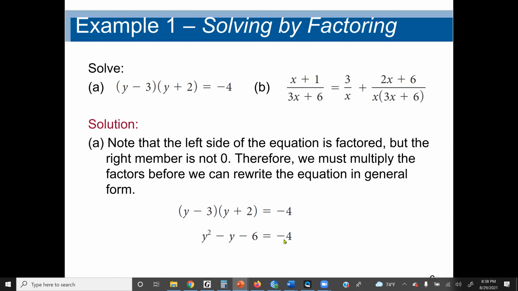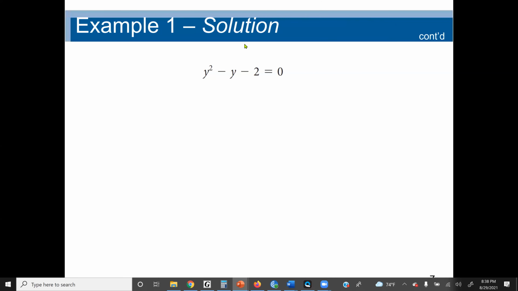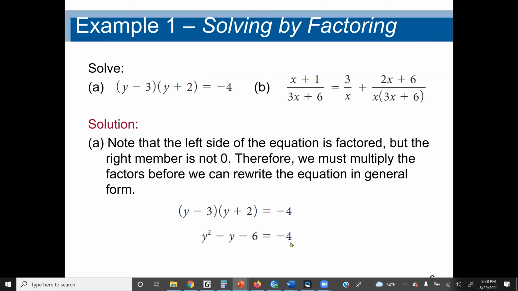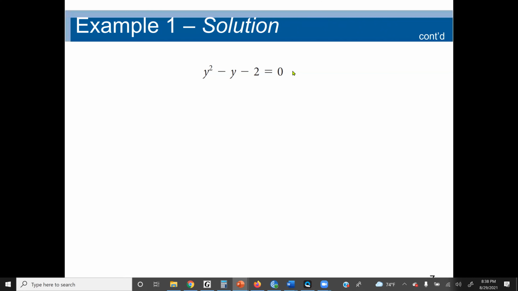Now, if we are doing factoring, we always want to let the equation equal 0. So we are going to bring minus 4 to the left side. So we get y squared minus 2 and also minus y equal to 0. Here we have minus 4. When minus 4 crosses the equal sign, it becomes plus 4. So plus 4 minus 6 will give me minus 2. So our final equation will be y squared minus y minus 2 equal to 0.